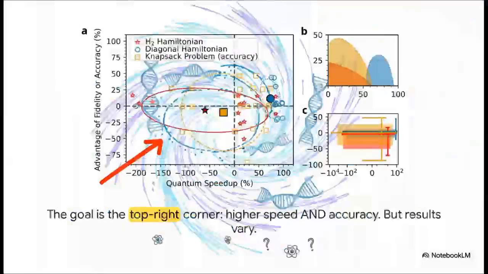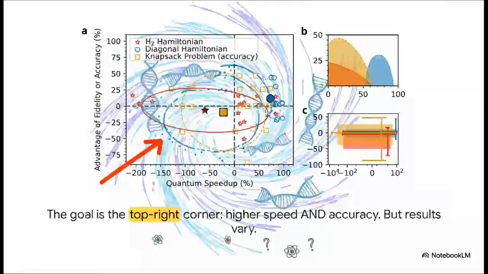This chart from the research tells the whole story, really. Just look at it with me. The vertical line is how much more accurate it is, and the horizontal line is the speed up. The dream, of course, is that top right corner, where you're way faster and way more accurate. But look where the actual results for different problems land. They are all over the map. Sometimes the QGA is faster but less accurate. Sometimes it's more accurate but actually slower.